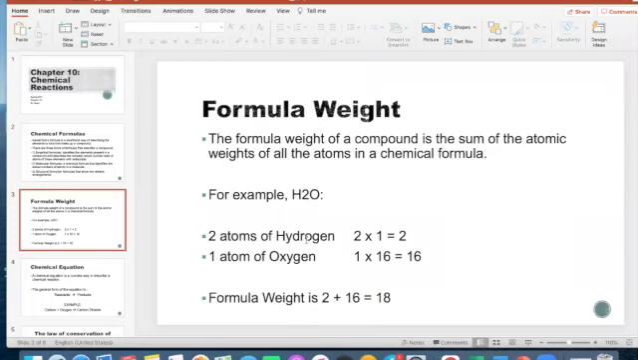So two hydrogen atoms are multiplied times one because hydrogen is number one on the periodic table. And then you have one oxygen atom, and the atomic weight for oxygen is 16. So it's just 1 times 16. So you add the 2 from the hydrogen and the 16 from the one oxygen atom. 2 plus 16 is 18. So that would have been your formula weight for water.